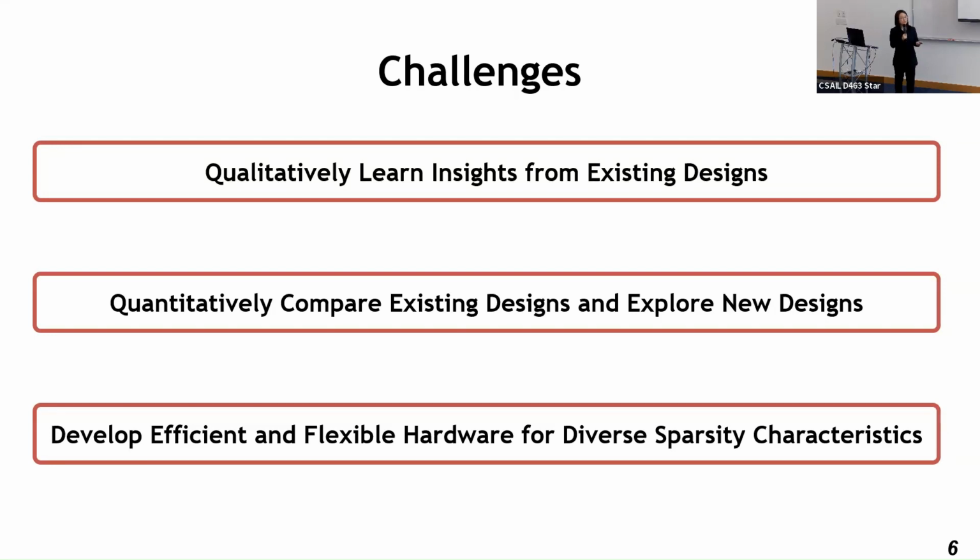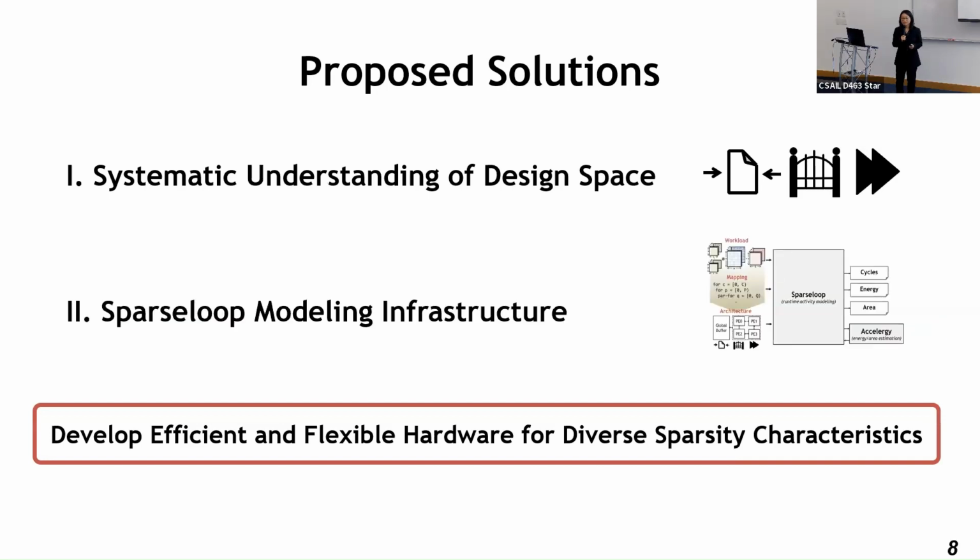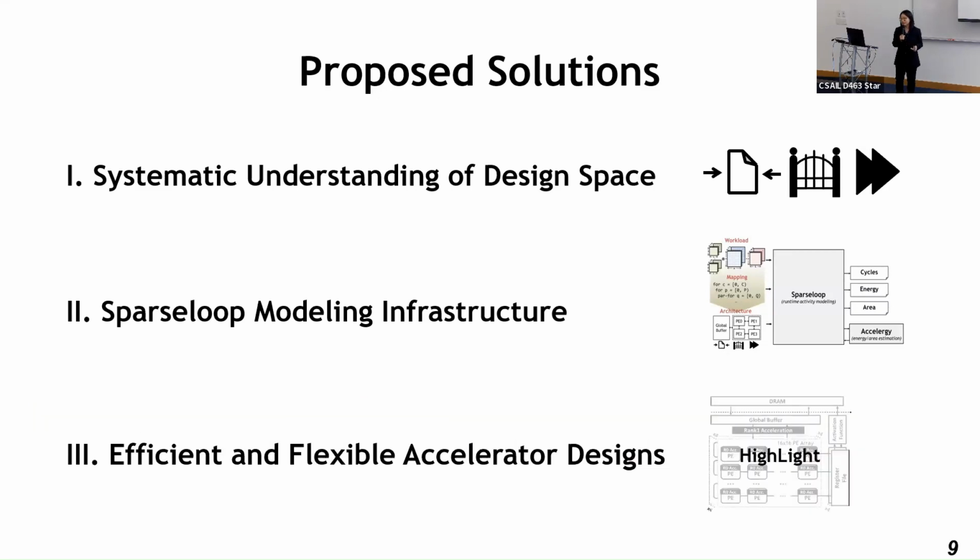So this work aims to solve the challenges with several solutions. First, we propose a systematic understanding of the design space of sparse tensor accelerators by a set of well-defined sparse acceleration features, which I'll cover later. And with a good understanding of the design space, we propose a Sparseloop modeling infrastructure, which is an early design stage modeling infrastructure that allows designers to evaluate and explore the designs they have in mind. Employing Sparseloop, we can then go ahead and propose different accelerator designs. And our goal is to have them being simultaneously efficient and flexible. So these are the high-level solutions.